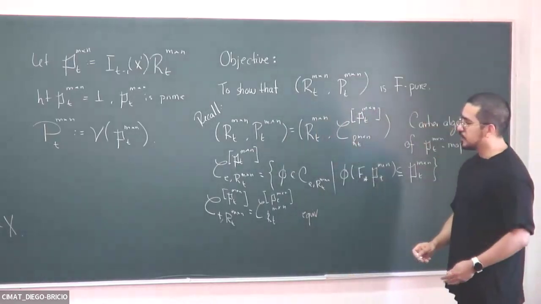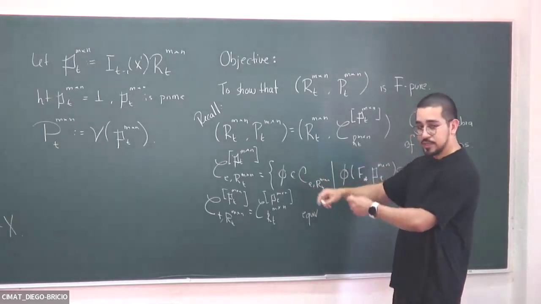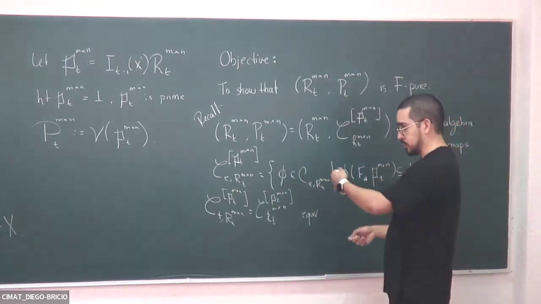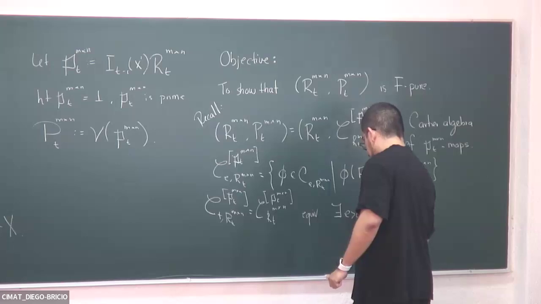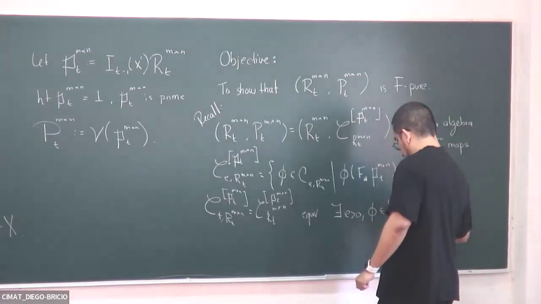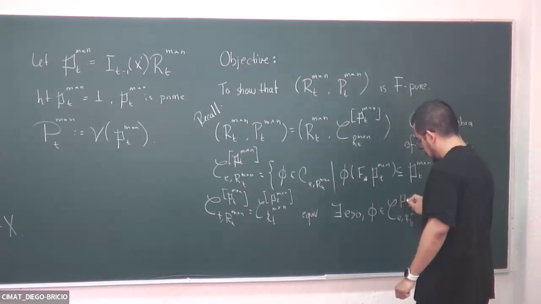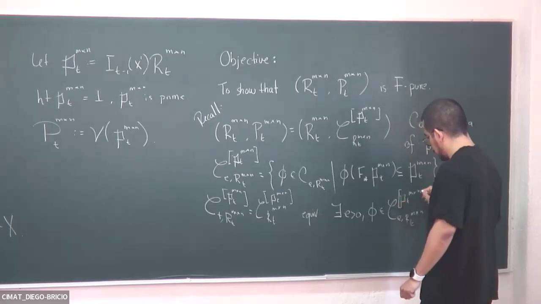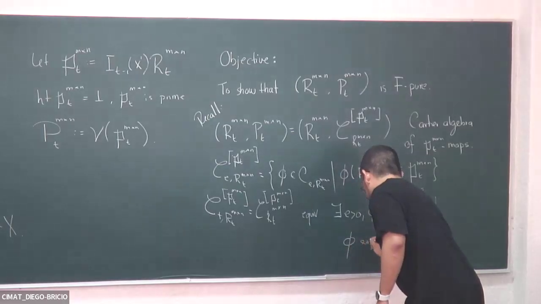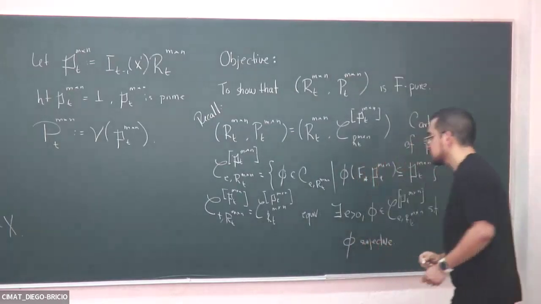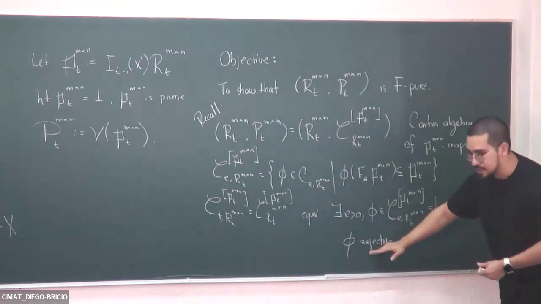Equivalently, we can find a surjective map, an element here for some e bigger than 0, such that it is surjective. In our case, that's what we're gonna do. We're gonna try to construct during this talk this guy.